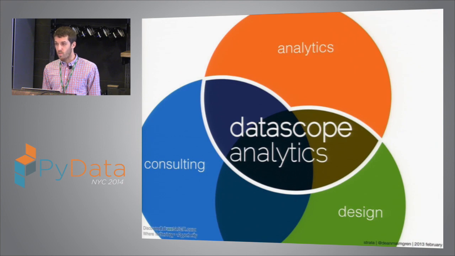This is my one Datascope spiel slide. We work at this weird intersection between data science, design, and strategy consulting. We take a human-centered approach to data science. So step one is always making sure we're actually working on the right problem. And we use a ton of Python.